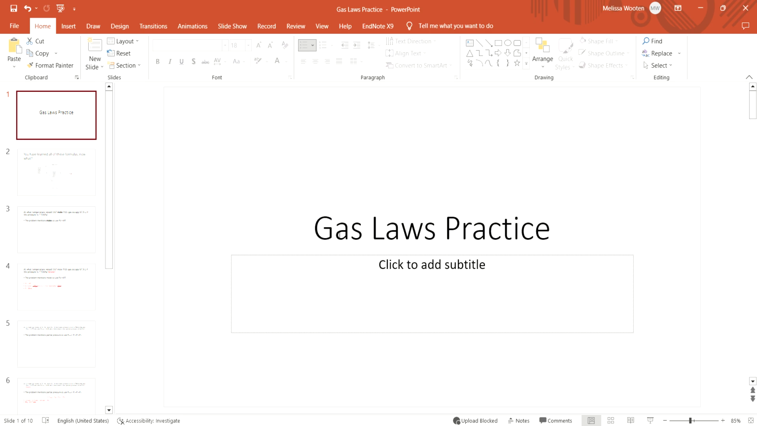Combined gas law, your units for pressure and volume have to match, and temperature has to be in Kelvin. Whenever you're calculating temperature with any of these gas laws, the temperature has to be in Kelvin. And remember, we took the degrees Celsius and added 273 to get degrees Kelvin. Okay, always have your temperature in Kelvin.